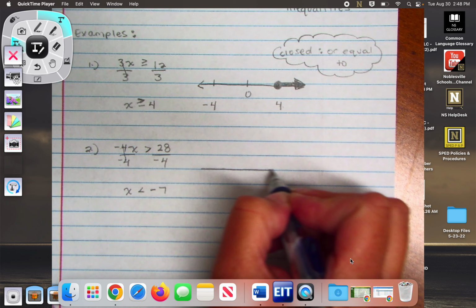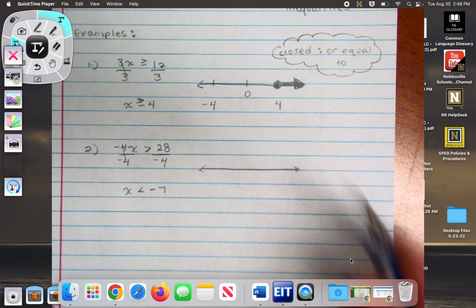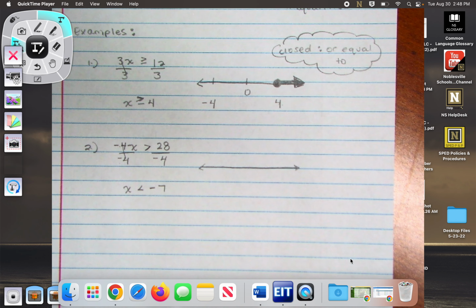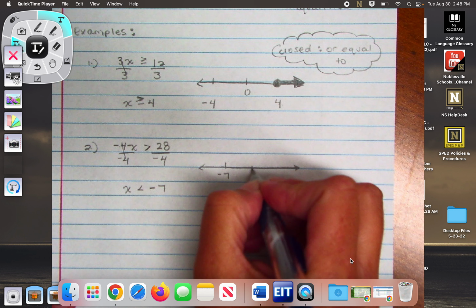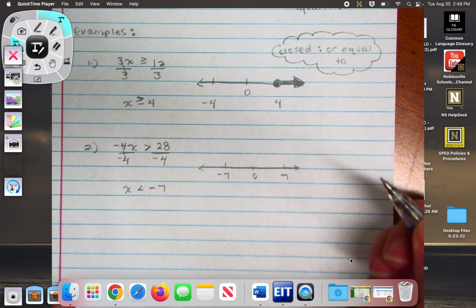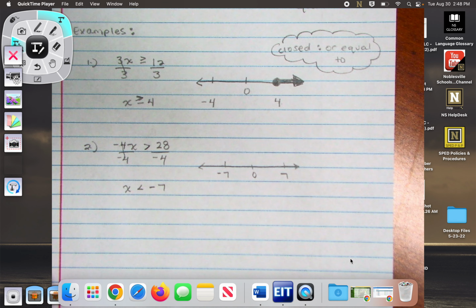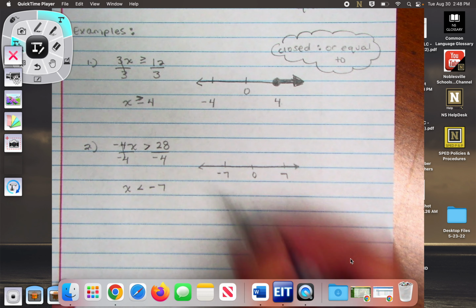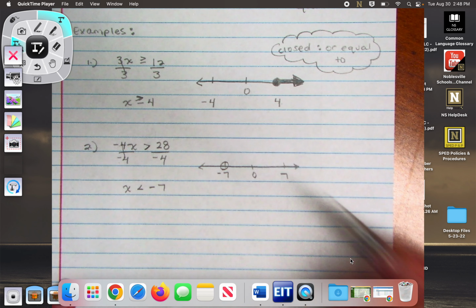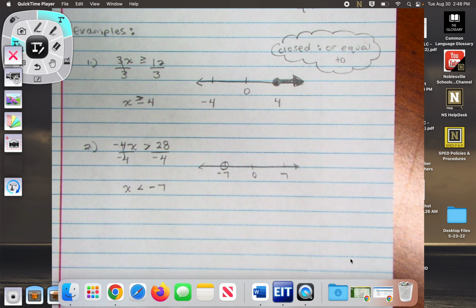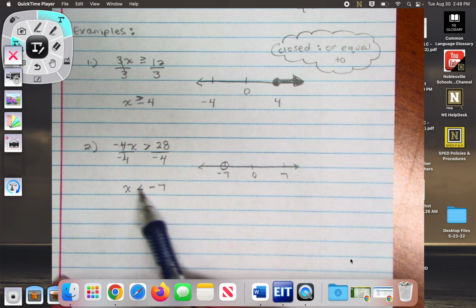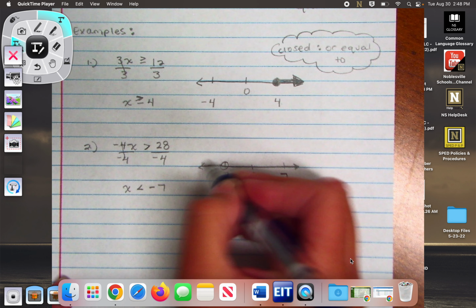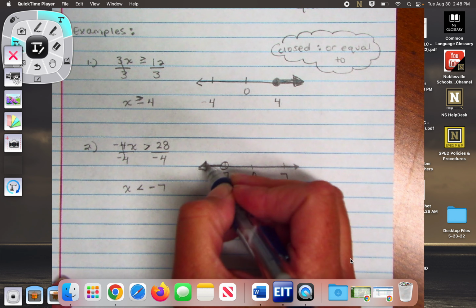You'll be fine. Okay, so I'm going to do my number line. What will my 3 values be on my number line? Negative 7, 0, 7. Open or closed on the negative 7? Open. And am I going to go to the left or to the right with my arrow? Left. To the left, right? Because these are all less, right? And my inequality is pointing that way because my variable is on the left.